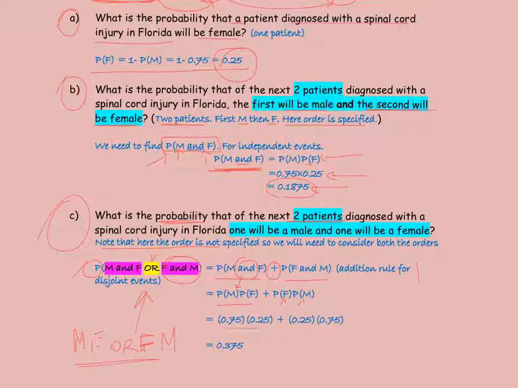Now all we have to do is substitute the numbers. We already know probability of M is 0.75 and the probability of F is 0.25. So plugging in the numbers into the formula, we get 0.375. Just use the calculator.